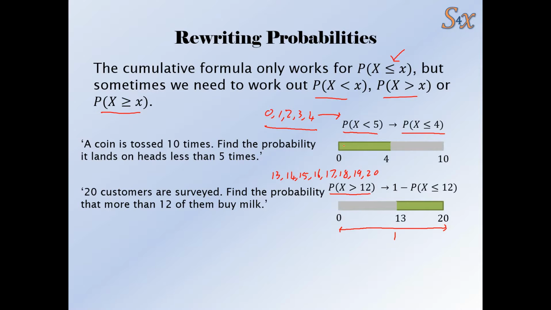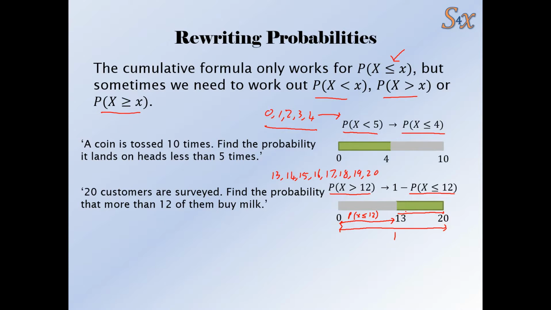Okay? So to find this green bit, I can find this bit here, which goes from 0 to 12. Now that probability is written like that: the probability X is less than or equal to 12. Yeah, that's that bit in there. Now I know the whole thing is 1, so if I do 1 minus the probability X is less than or equal to 12, I'm left with this green bit that I actually want.